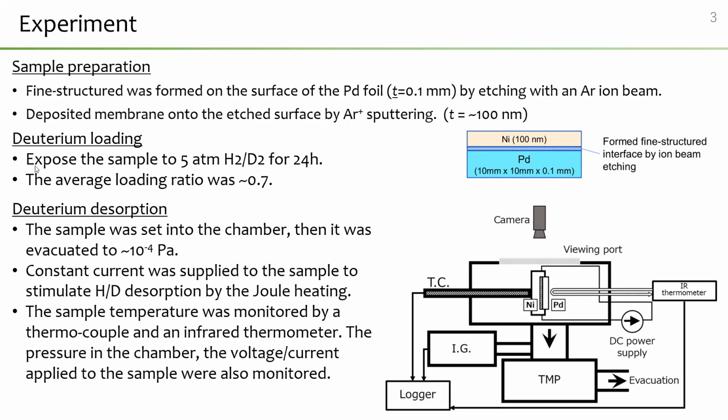For the deuterium loading, the sample was exposed to 0.5 megapascal hydrogen deuterium gas for 24 hours, and the average loading ratio was about 0.7. For the deuterium desorption, the sample was set into the chamber, then evacuated to 10 to the minus 4 Pascal, and a constant current was supplied to the sample to stimulate the hydrogen deuterium desorption by Joule heating. The sample temperature was monitored by a thermocouple and an infrared thermometer, and the pressure in the chamber and the voltage and current applied to the sample were also monitored. So this is the experimental setup.